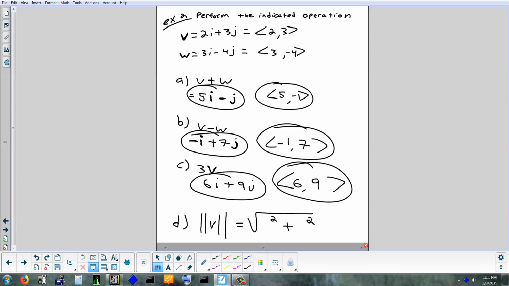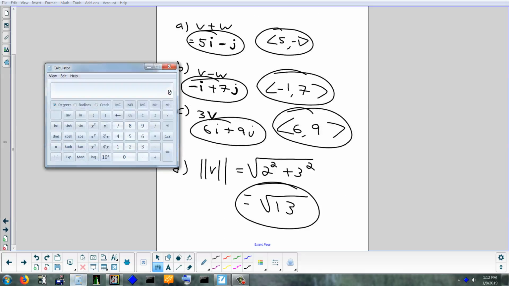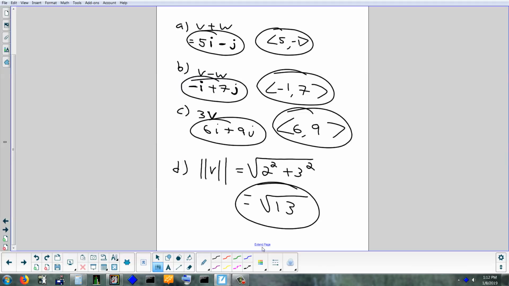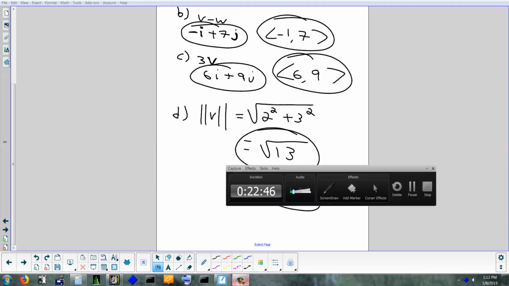2. What's the second number? 3. So 2, 3. What's 2 squared? 4. And 3 squared? 9. So we add those up. And the exact answer is the square root of 13. The approximate answer is about 3.61. And that's how you find the magnitude.